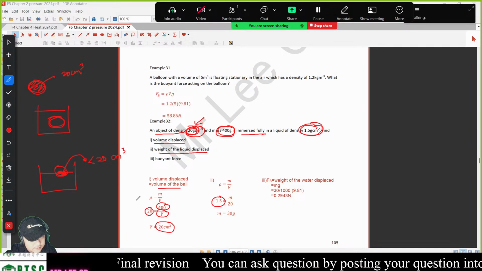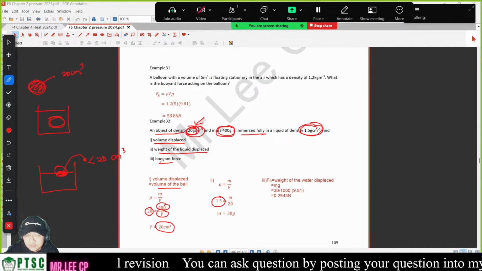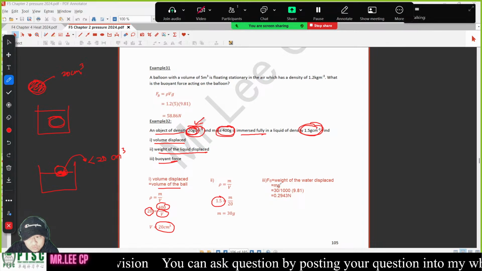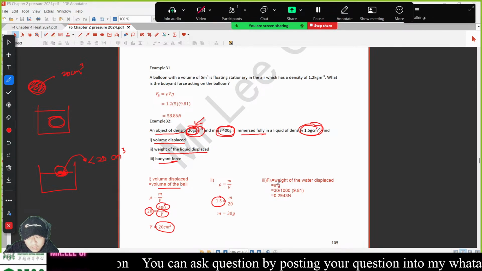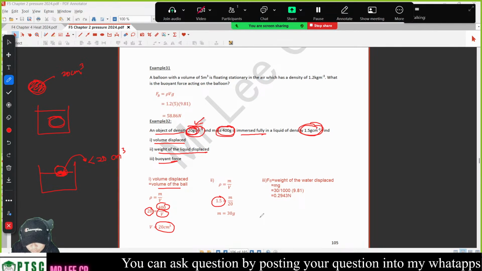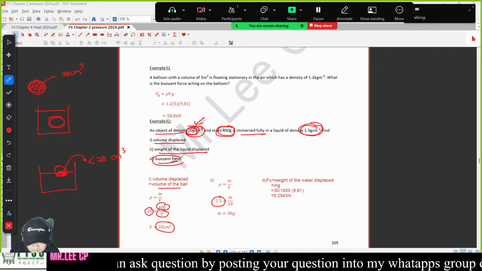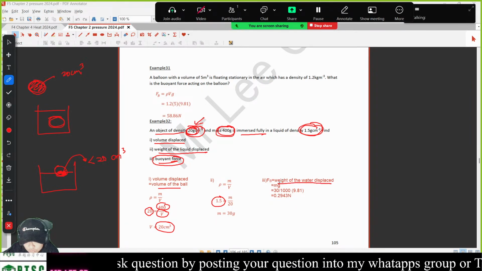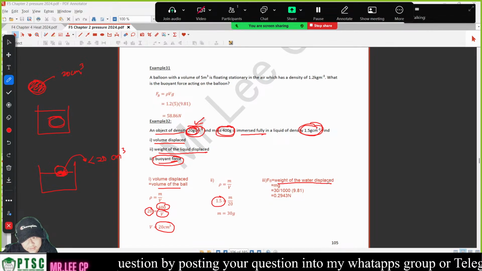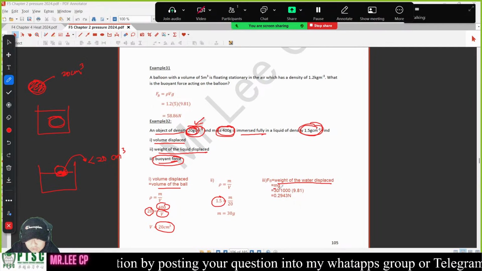Right? Next one. So buoyant force. Buoyant force is equal to rho Vg, right? But in this case, buoyant force is equal to the weight of the water displaced. Weight of the water displaced is m times g.